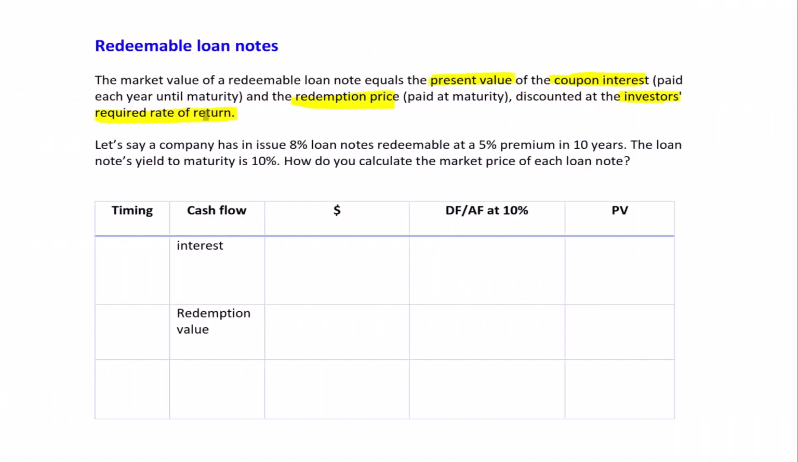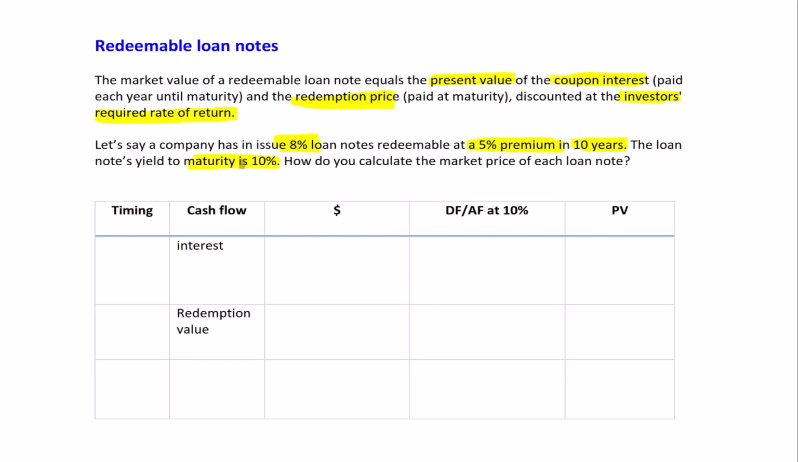So we have an example here to put that technique into practice. The company has in issue 8% loan notes. The 8% is the coupon rate. They're redeemable at 5% premium. That means they're redeemable at 5% above their par value. And the par value is 100. So therefore, 5% on 100 means they'll be redeemable at $105. They have a term of 10 years. And the loan note's yield to maturity, which is the cost of debt, is 10%.